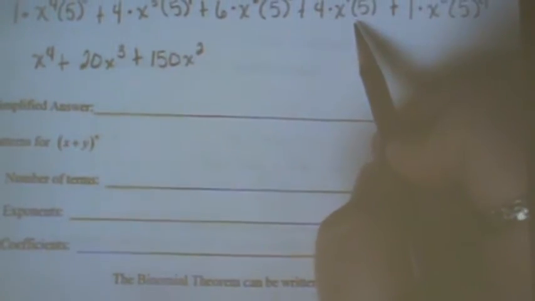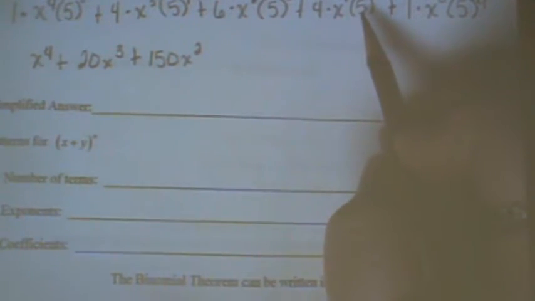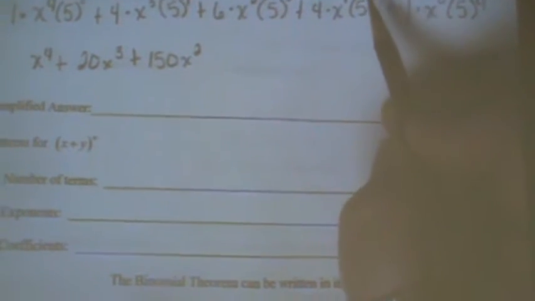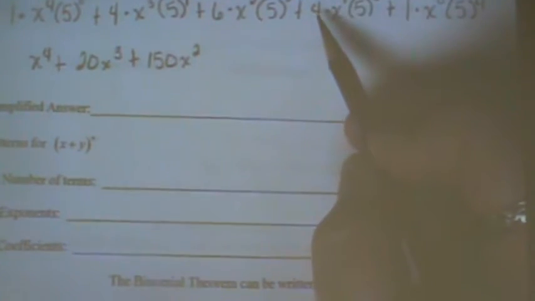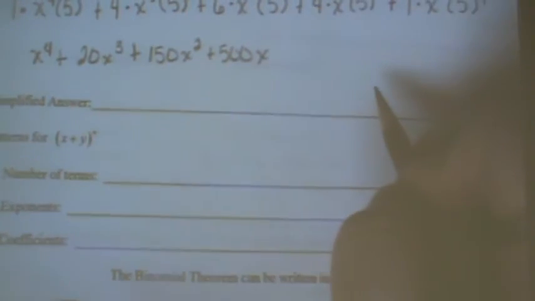Then our next term, we have 6 times x squared times 5 squared. What's 5 squared? It's 25. 25 times 6 is 150 times the x squared still. And then our next term, we have 5 cubed. What's 5 cubed? It's 125 times 4 is 500. And that's times the x to the 1st.